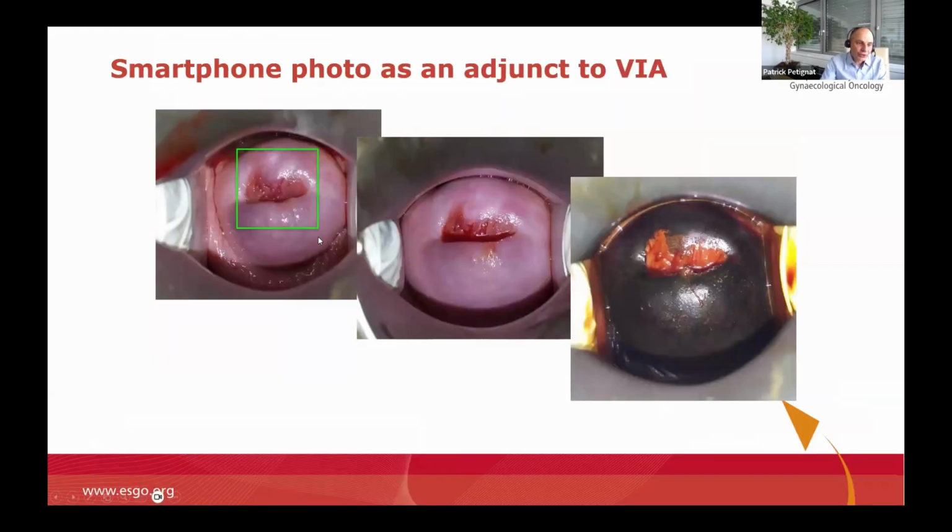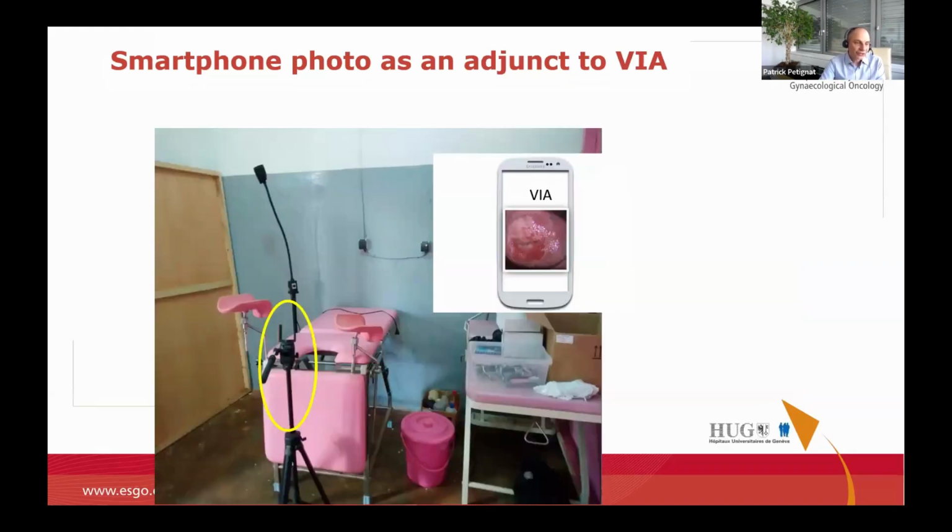Here is a photo from the smartphone. As you see, if you have a good provider and good photographs, the quality of the picture is good, and you can really say if it is positive or negative. Of course, the quality is not as high as a high definition colposcope, but it is acceptable to say if it is positive or negative. And this is one of our screening rooms. Here you see the device which supports the smartphone to take the picture.